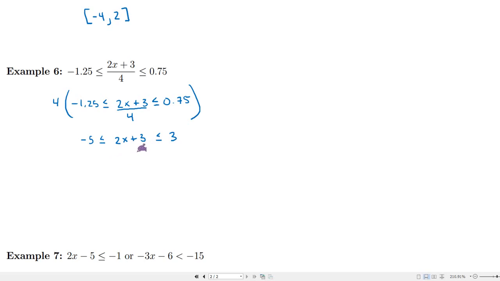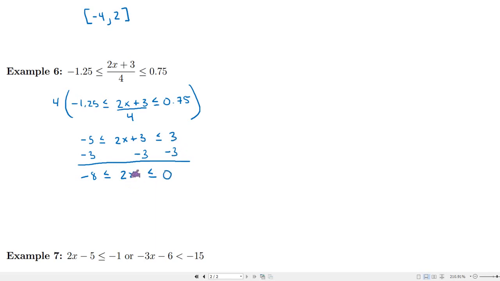And then at this point, what do we want to do? Well, we're trying to isolate that x, so we're going to have to get rid of this plus 3. So let's subtract the 3 from all parts of the inequality here. So we'll have a -8 less than or equal to 2x. The 3 cancels this, and 3 minus 3 is 0.